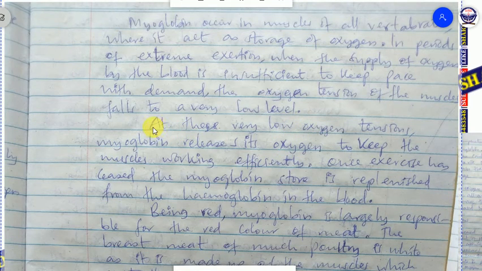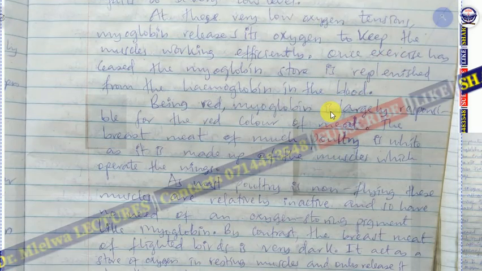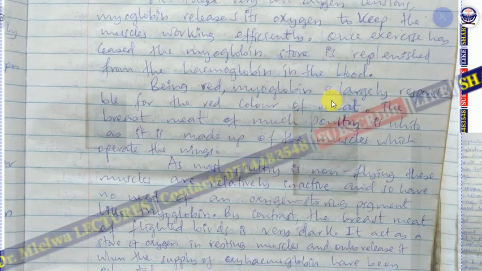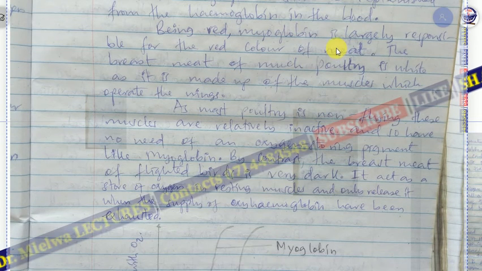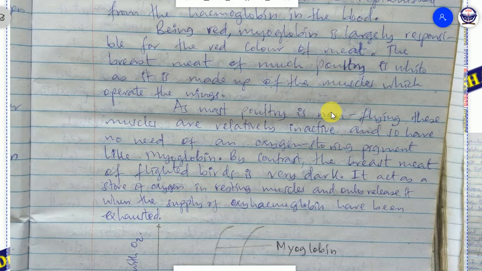So at these very low oxygen tensions, myoglobin releases its oxygen to keep the muscle working efficiently. Once exercise has ceased, the myoglobin store is replenished from the hemoglobin in the blood. Kwa hiyo myoglobin anatoa oxygen yake kutumika kwenye muscles tu, lakini mtu akimaliza exercise, anapotulia, myoglobin inabeba tena oxygen yake kutoka kwenye hemoglobin. Kwa hiyo myoglobin ni mjanja wa kudai oxygen yake from hemoglobin.